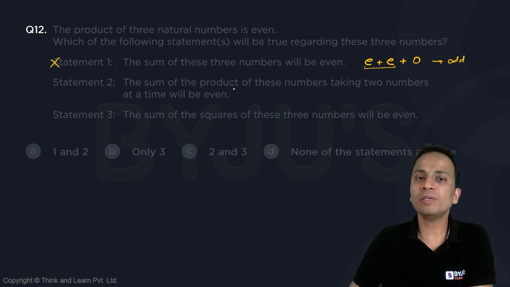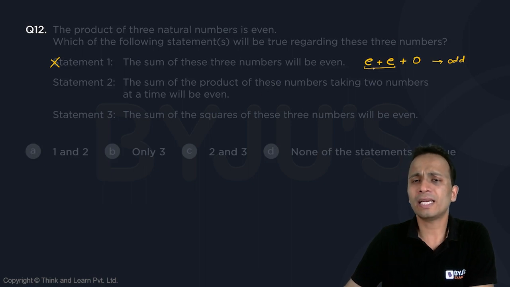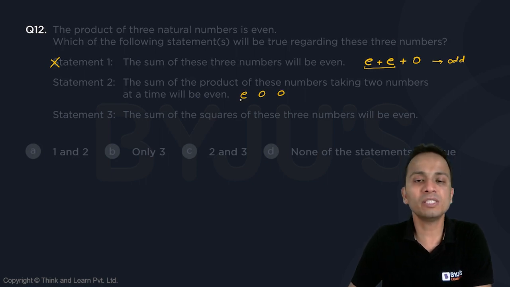The sum of the product of these numbers, taking two numbers at a time, will always be even. So let's see if this will always be true or not. So can I take the above scenario? No, I'll take the scenario: one of the numbers is even, the other two numbers are odd. So the sum of the product of these numbers, taking two numbers at a time.